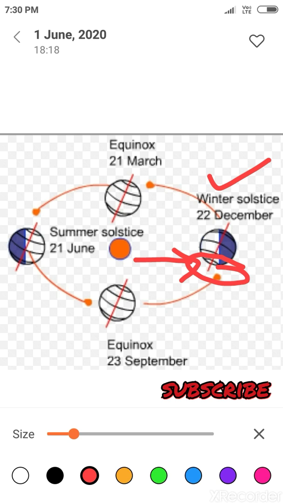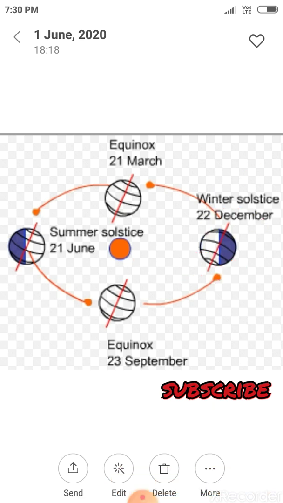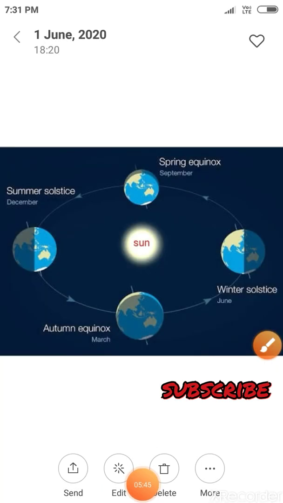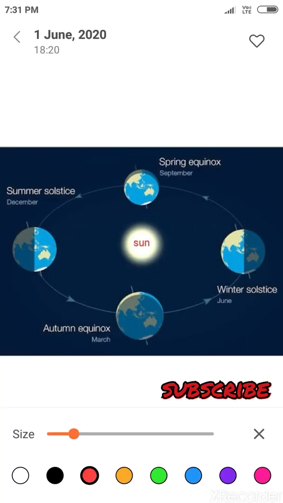In the northern hemisphere, the days are short and the nights are long. It occurs on 22nd December. This one is the northern hemisphere. I think this is clear to all. Look at this picture. This shows you how sunlight falls in the summer solstice and winter solstice.